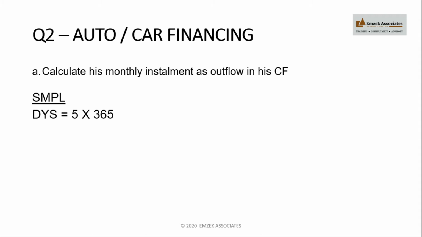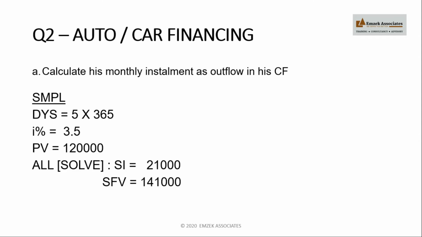The number of days, DYS, is the tenure of 5 years times 365, the number of days in 1 year. The I percent is 3.5. PV is the financing amount of 120,000. So we scroll down to ALL and solve at ALL. We will find two values. One is SI, simple interest, and the value is 21,000. So the SFV is 141,000. SFV is simple future value.